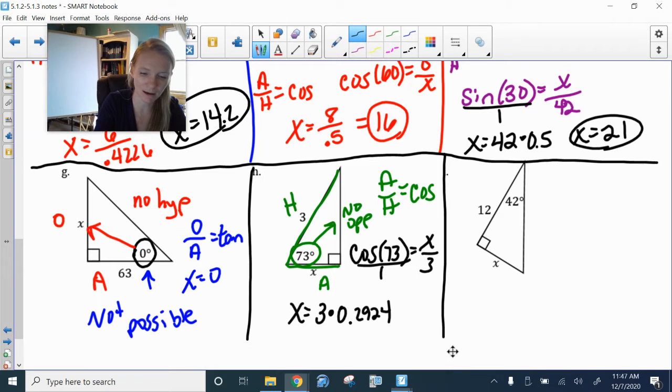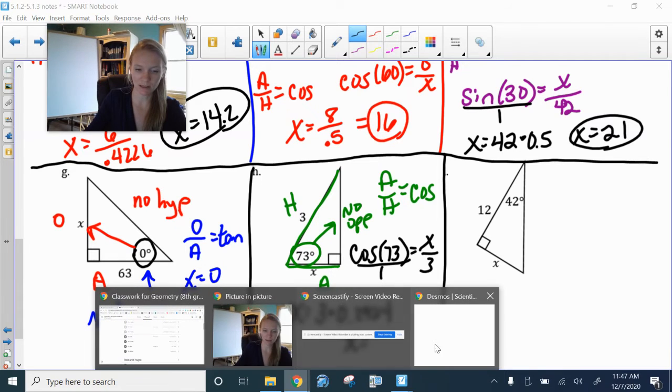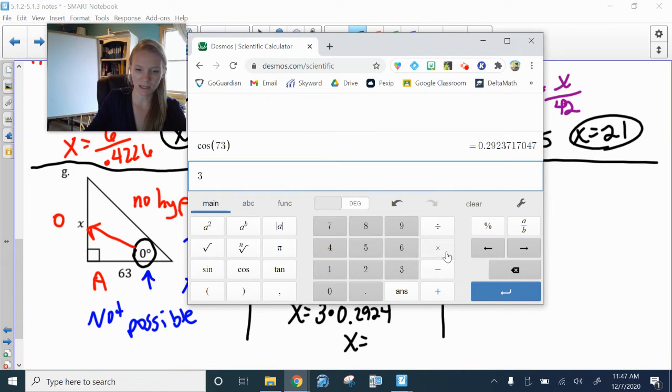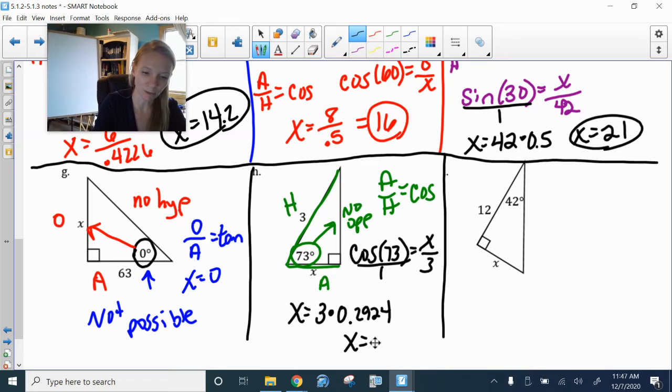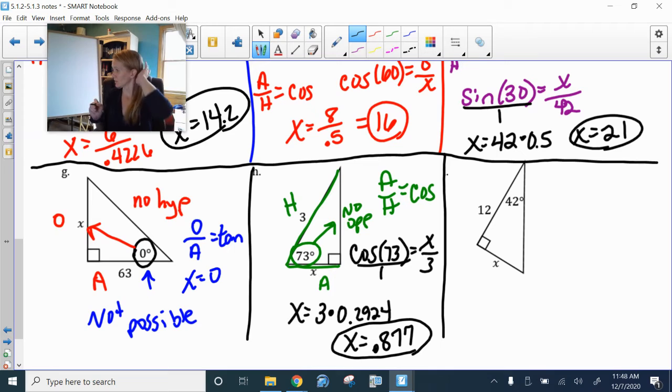I'm going to multiply that in my calculator, either 3 times the decimal, so 3 times 0.2924, or I could do just 3 times the cosine of 73. And look at that, I get the same 877, so probably about 877, or you could round it up to 88 if you want. The more you do these, the easier they get.